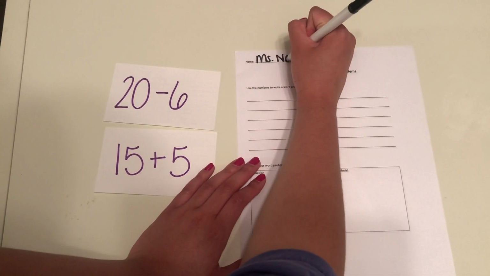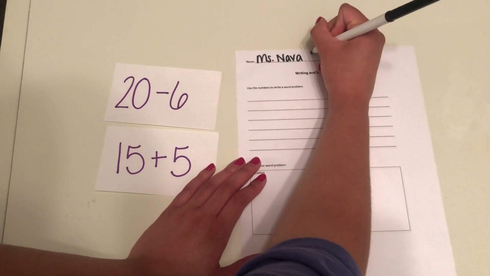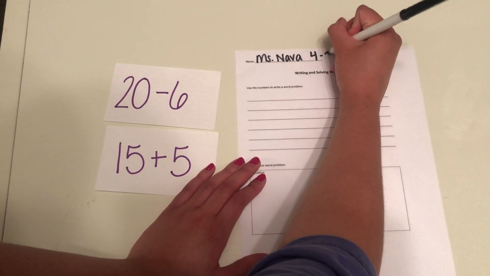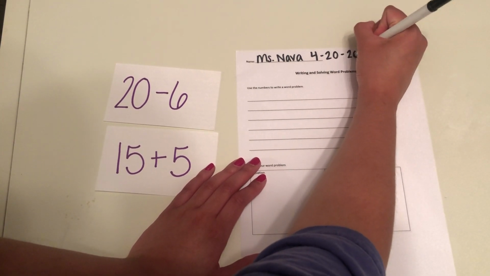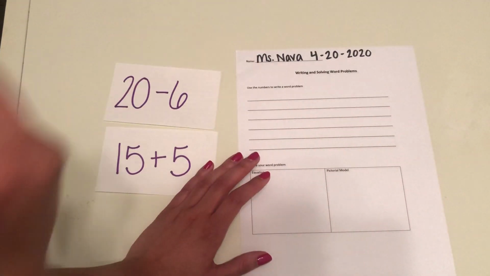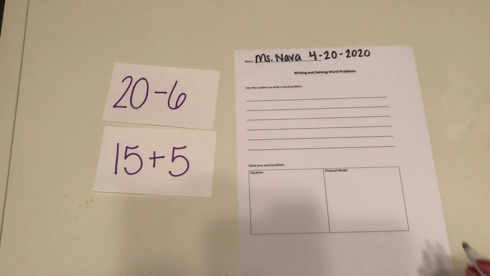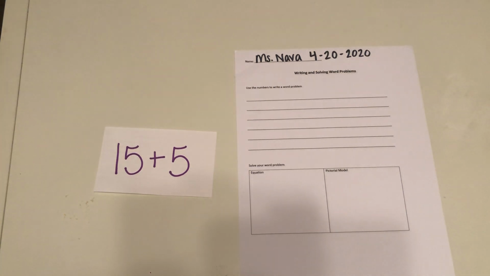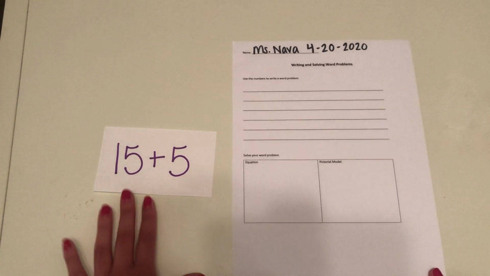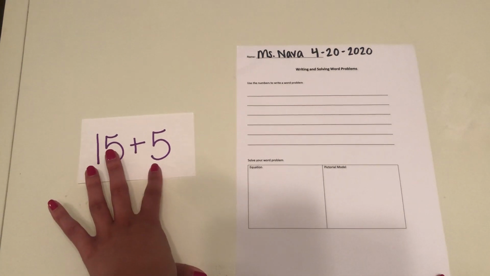And then she's even going to write the date, if you have this piece of paper. Or you could even do this in your math journal as well. And so I'm going to put 20 minus 6 away for the moment. So here's my equation, 15 plus 5.